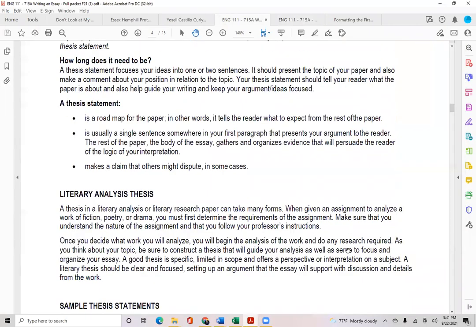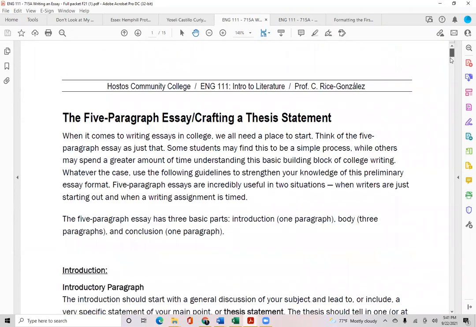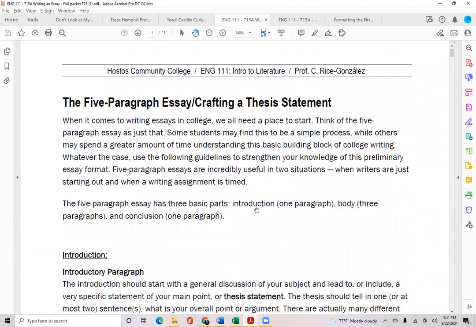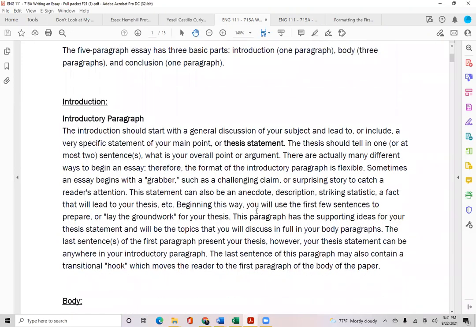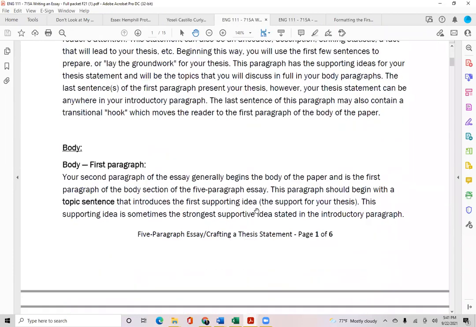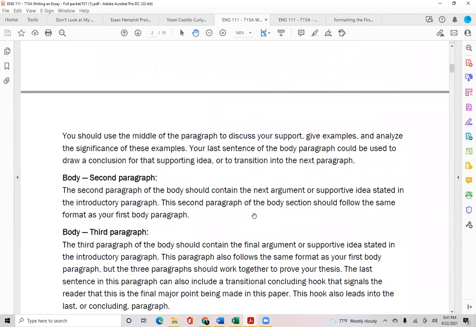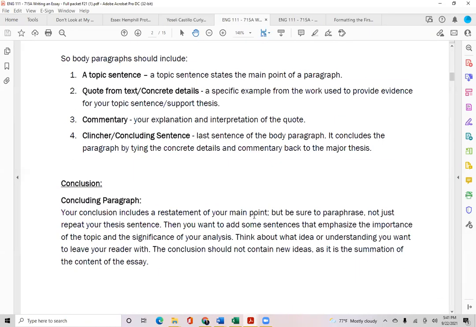So I'm back at this handout, right? The 5-paragraph essay, crafting a thesis statement. What I just reviewed was the introduction, right? There's an introductory paragraph that has a thesis statement. You have body paragraphs that will explain further what the thesis statement states. And then you will have a conclusion, which is more of a reflection, summary, or restatement of some of the things you just discussed. It's not a place to put new things. It's more of a summarizing or restating of your main points.